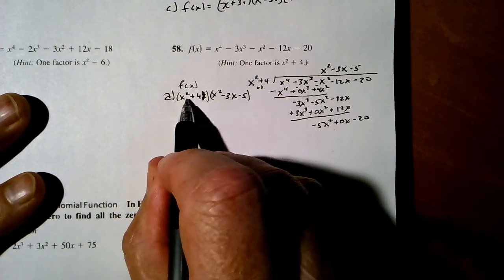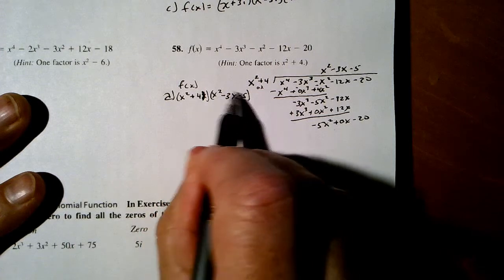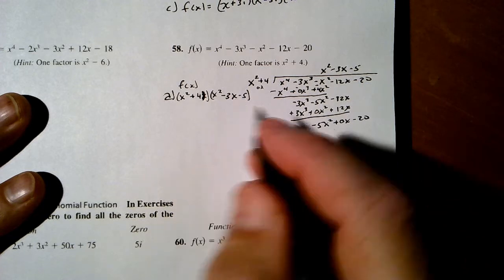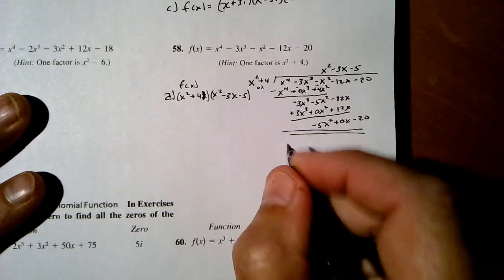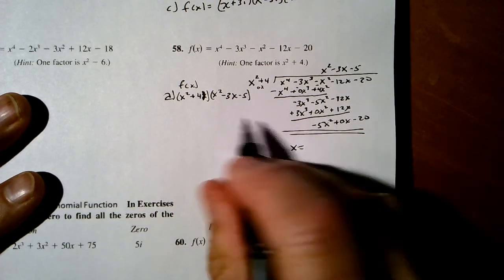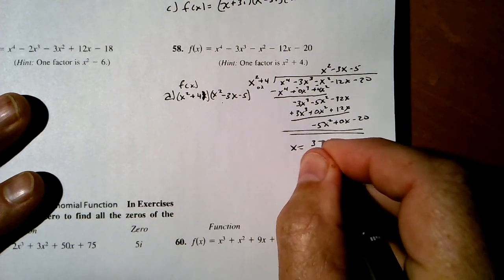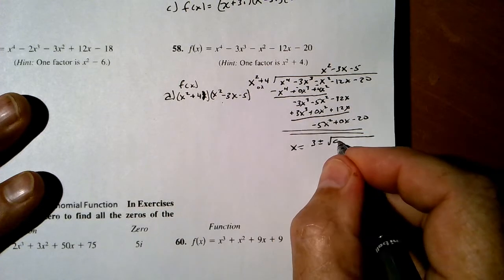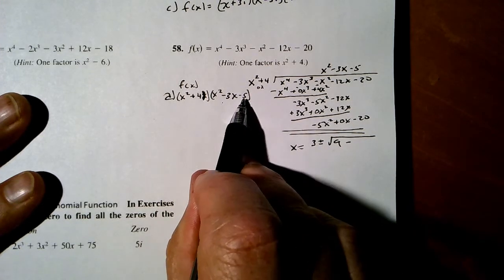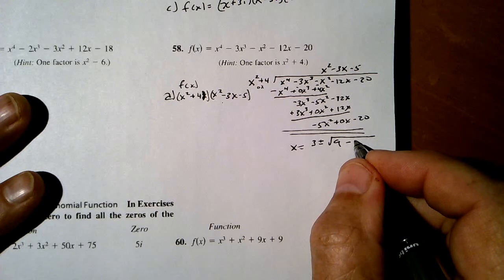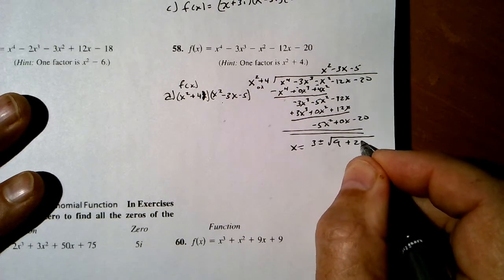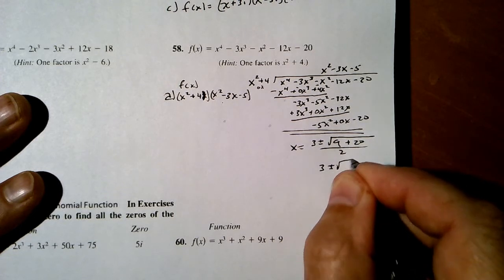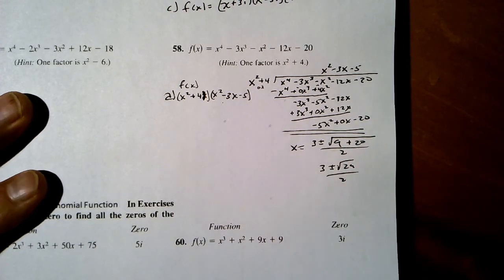I can deal with this later on, but this thing, I'm going to set this equal to 0, and I'm going to solve for x. It's not factorable, so that would give me x equals the opposite of b plus or minus square root of b squared, 9, minus 4 times 1 times negative 5. That's negative 20, so plus 20, all on 2a, all on 2. That's 3 plus or minus square root of 29 on 2.